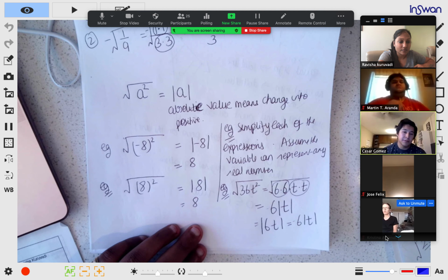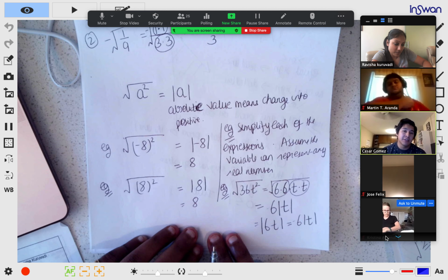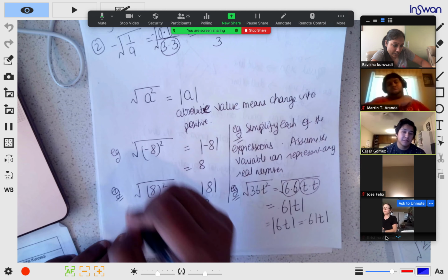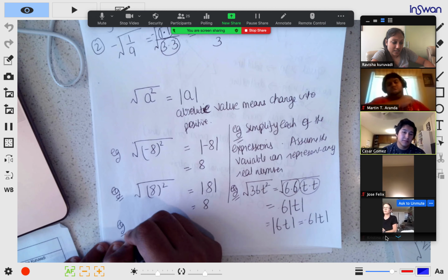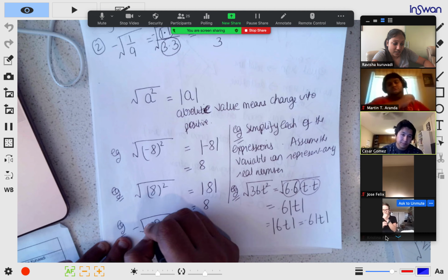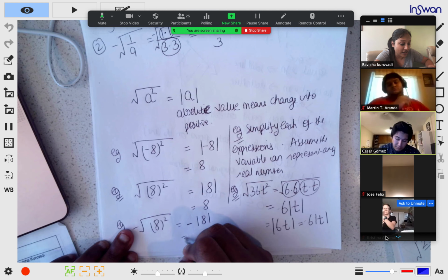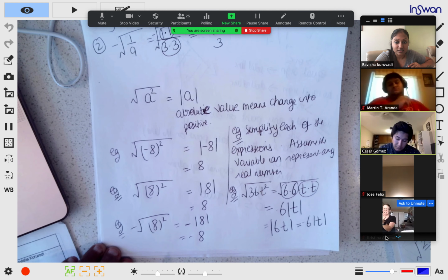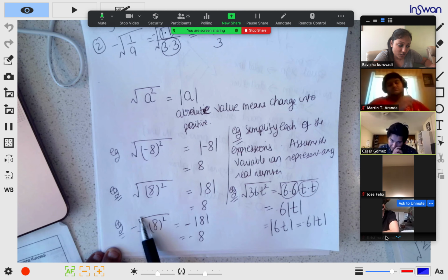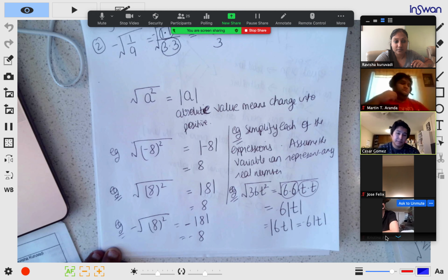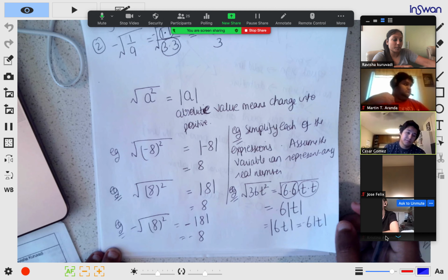Even for that 8 squared, if there is a negative on the outside of it, this negative will remain outside. From this inside, I will get the mod of it, which is negative 8. This negative is from the outside. But the square root of this 8 squared will give me just positive 8. Okay, got it. Let's do more problems on this.